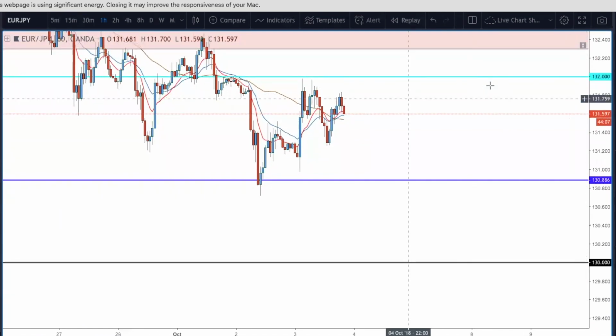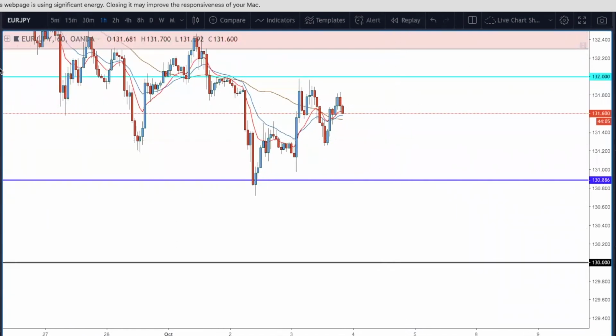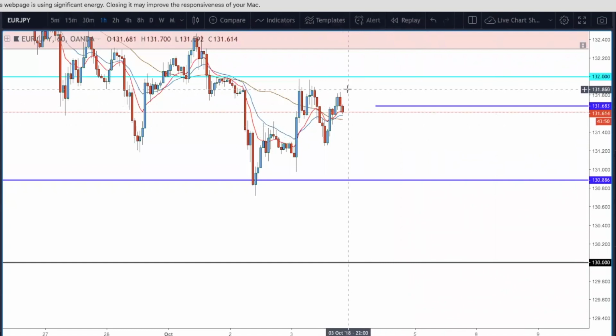So this bearish engulfing bar here, if I just put a horizontal ray. This is a very logical price at the moment, 131.68, a very logical price to be getting short and placing your stop loss just above this bearish engulfing bar, guys, which would be a very, very logical thing to do.